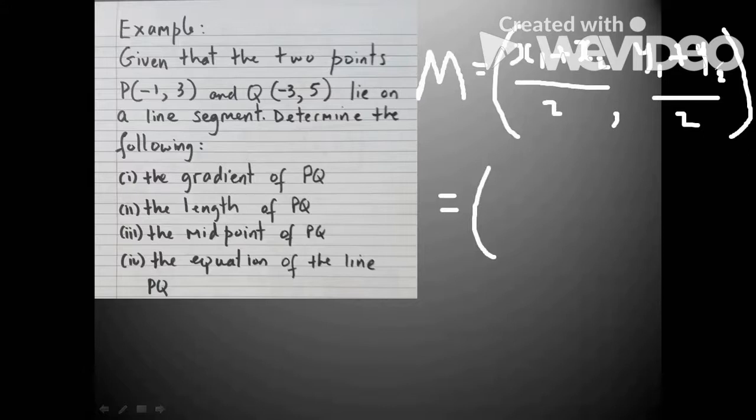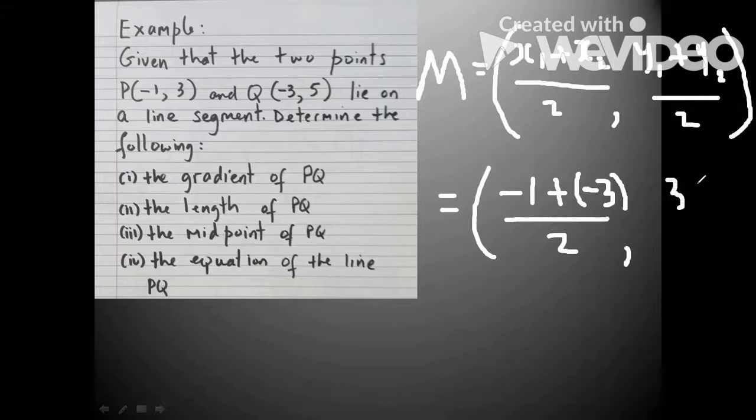All right, so X1 is -1 plus -3 divided by 2. And Y1 is what? 3 plus Y2, which is 5, divided by 2.